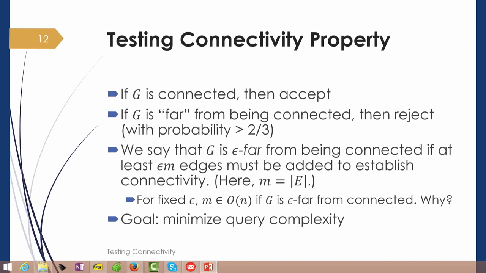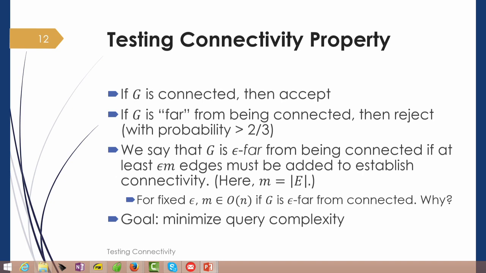Of course, when the graph is connected, we want to accept it. Normally, property testing only requires us to accept this scenario with probability at least 2/3. In our context, however, we are going to design an algorithm that is always going to accept a graph if it is connected. So, in other words, this algorithm is going to have a one-sided error. If, however, the graph is far from being connected, the algorithm we are going to design now will reject the graph with probability at least 2/3.